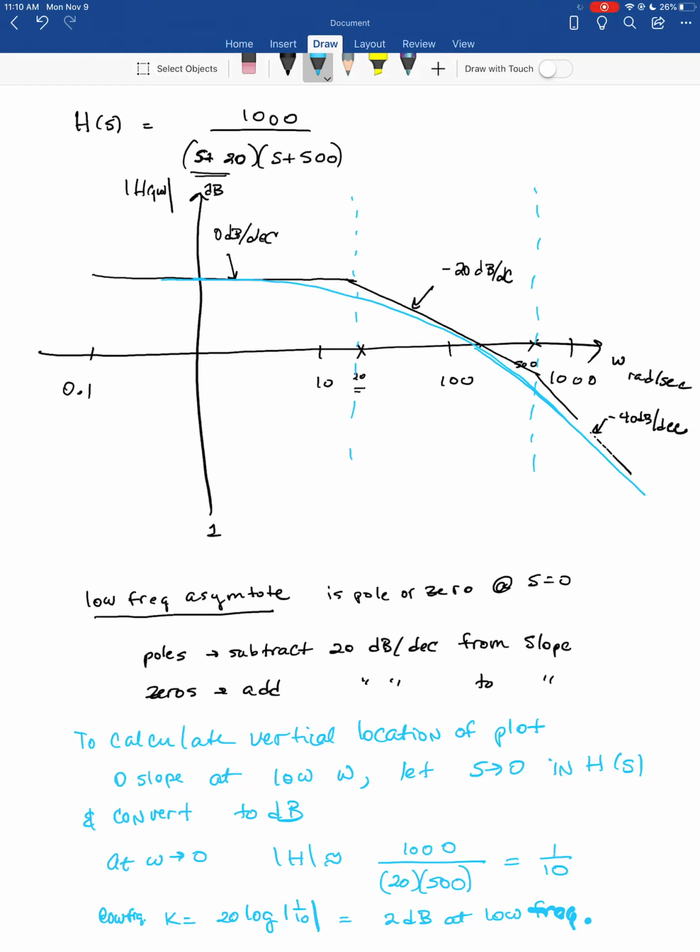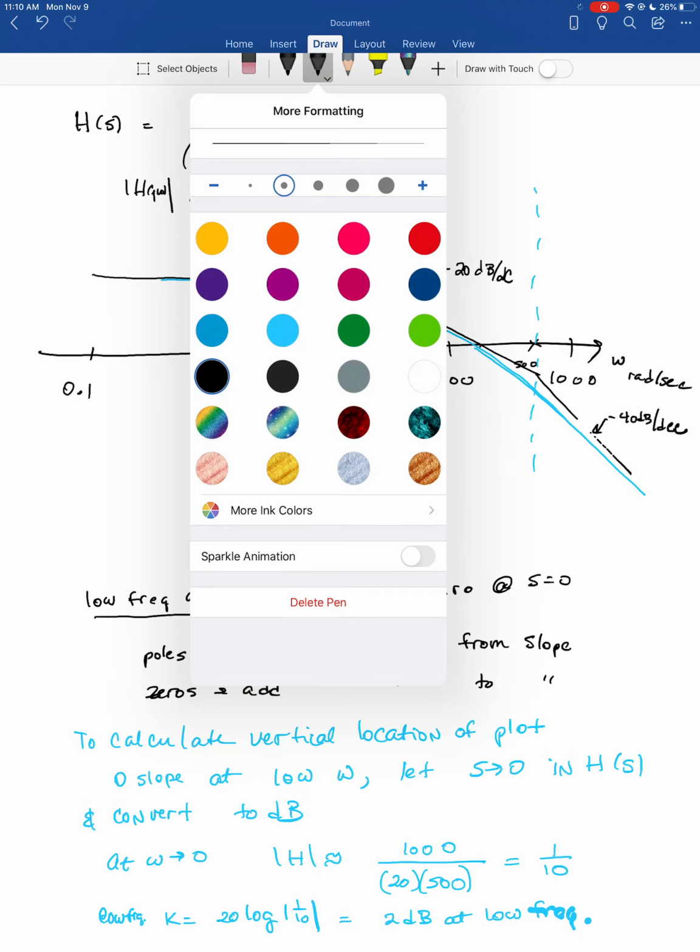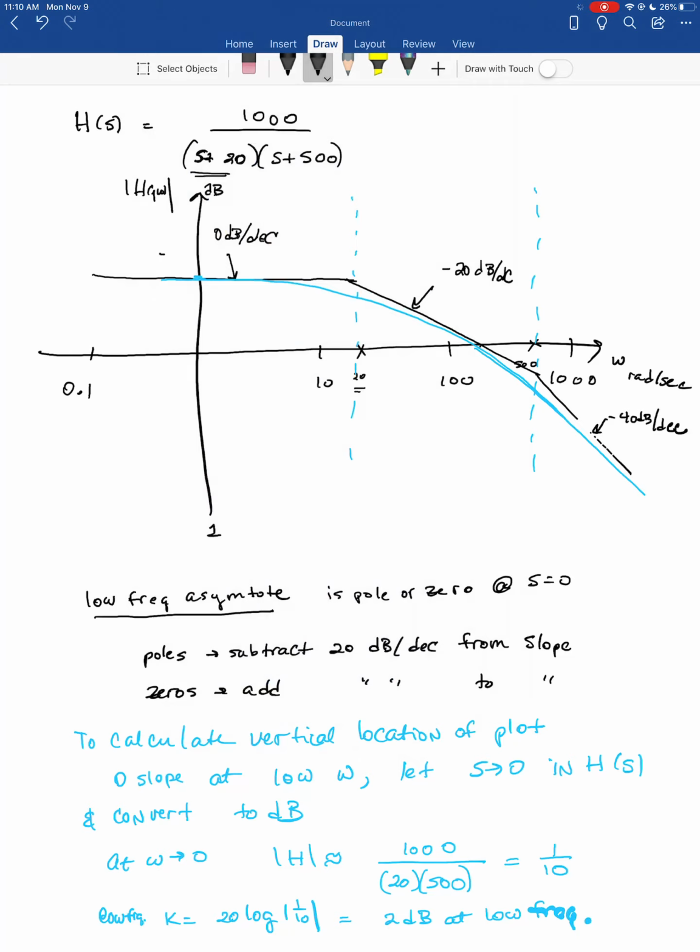So now if you come up here to your plot, what is low frequency? Low frequency is an order of magnitude or more below your lowest pole or zero. So we had one at 20. So as long as I come down here to about 1.5 orders of magnitude, I can put a tick mark right there and call that 2 dB.